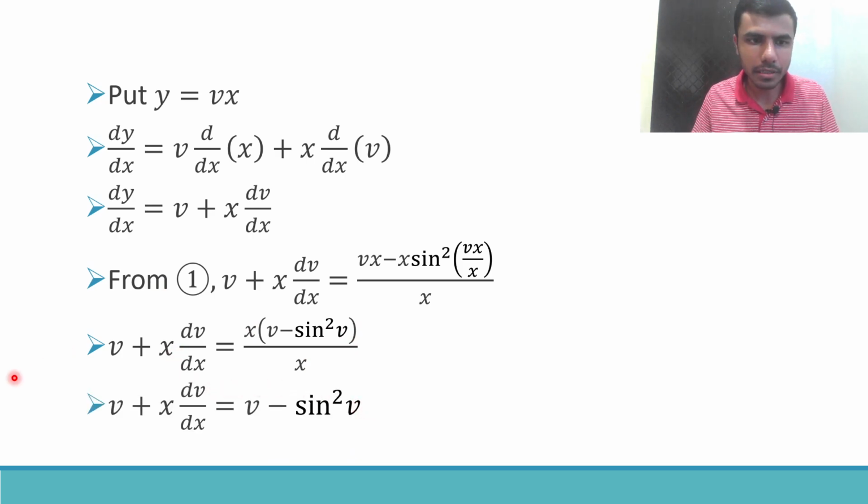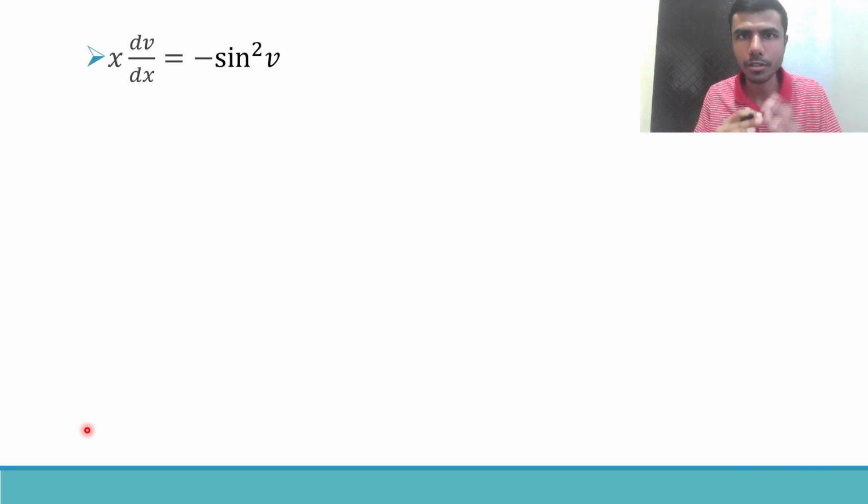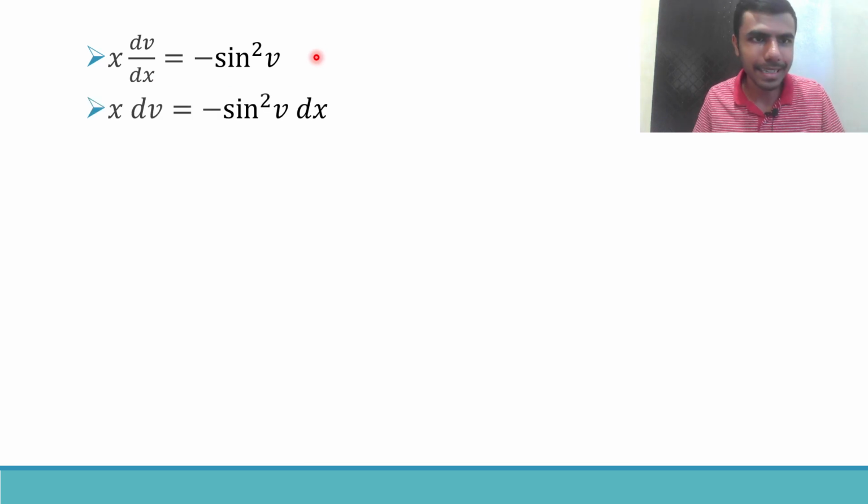Now if you see here, there is a v and here also there is a v, and these can get cancelled, so I'm left out with x dv by dx is nothing but minus sine square v. Fine. Now send this dx to the RHS, so I get x dv is equal to minus sine square v dx.